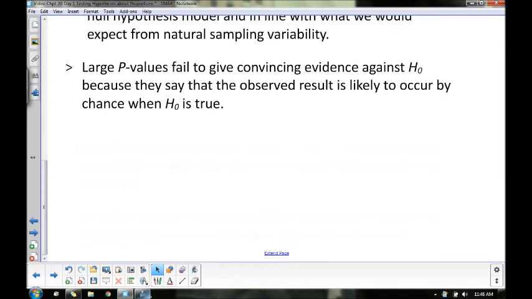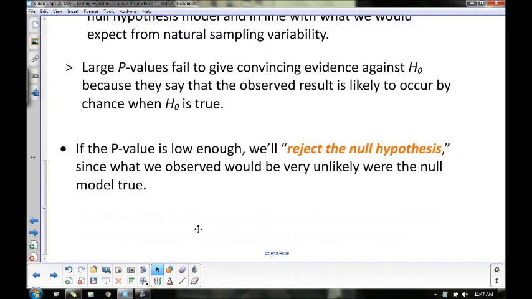Large p-values fail to give convincing evidence against the null. It's not enough evidence to say that the initial claim was false, because it's saying what we saw is likely to occur just by chance. It's not unreasonable to assume that that would occur just by chance. If the p-value is low enough, we reject the null hypothesis. If it's not low enough, we fail to reject. We reject because the probability of something like that occurring is not very strong at all. In fact, it's rare.